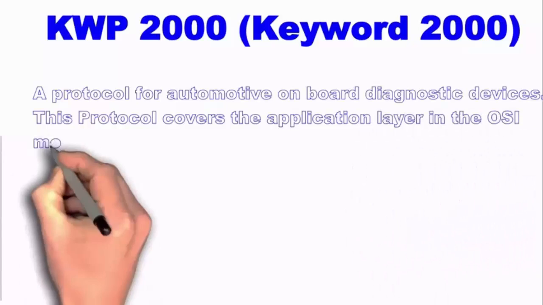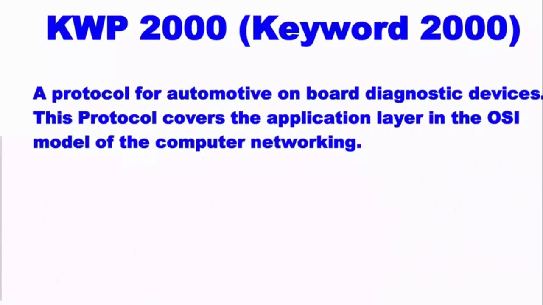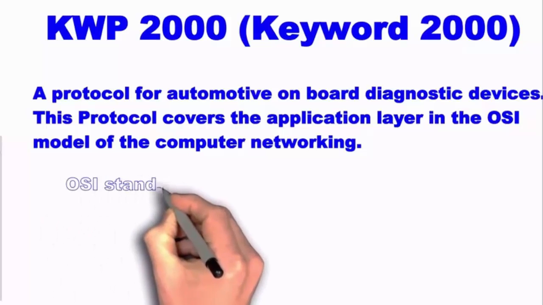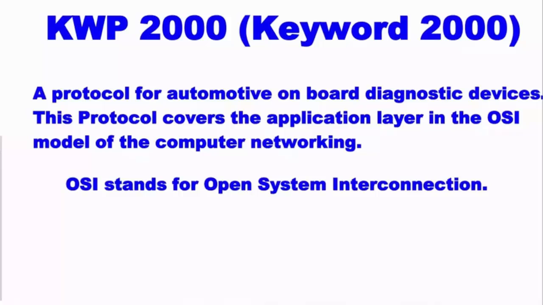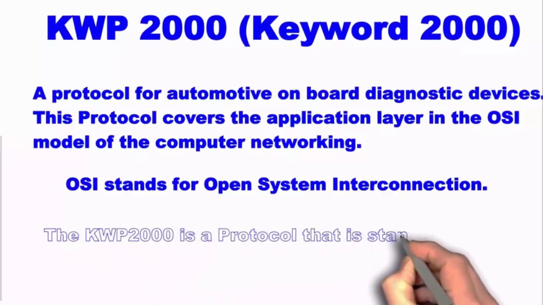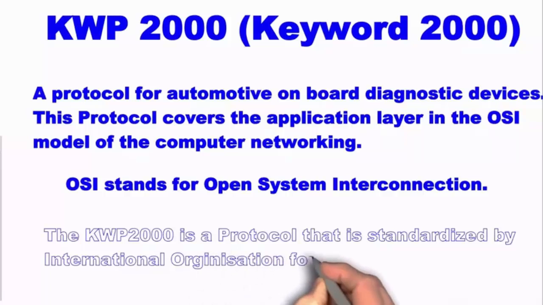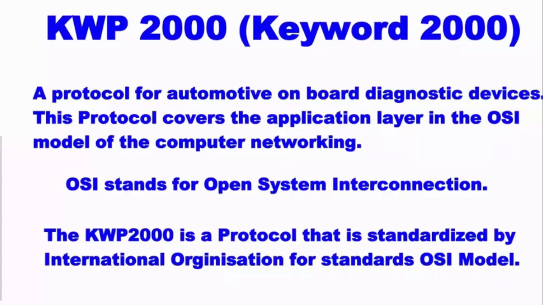KWP 2000 is a communications protocol used for onboard vehicle diagnostic systems. This protocol covers the application layer in the OSI model for computer networks. So what is OSI? OSI stands for Open Systems Interconnection and is a conceptual model that characterises and standardises the internal functions of a communication system by partitioning it into abstraction layers. We will talk more on layers soon.